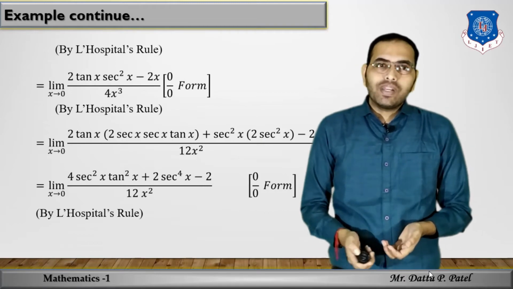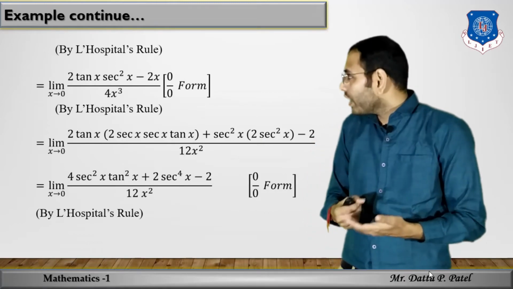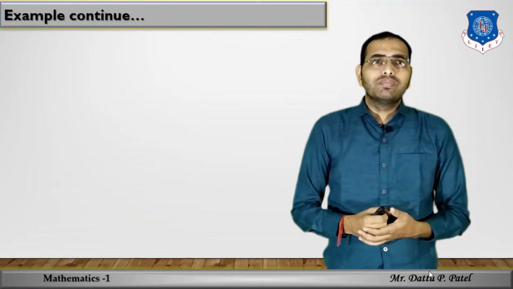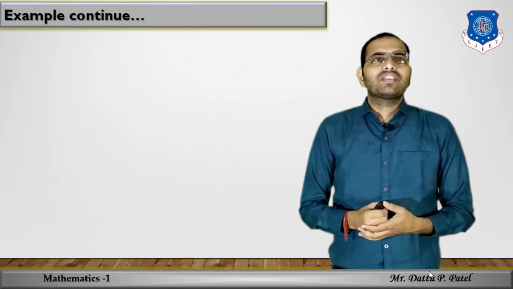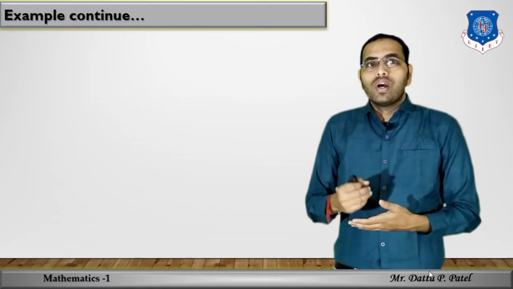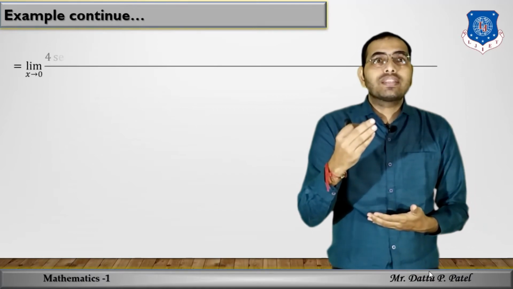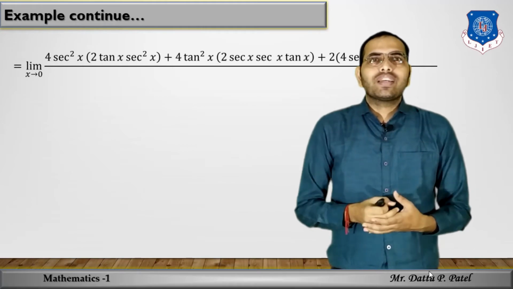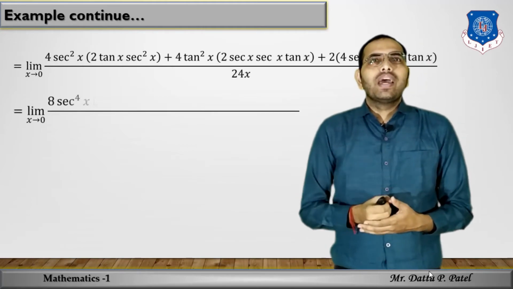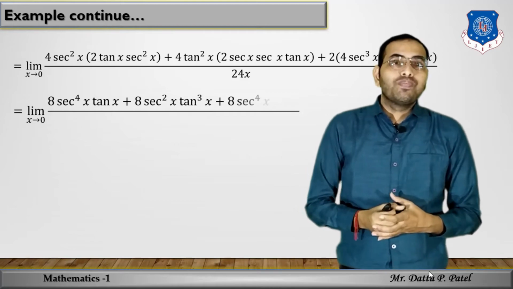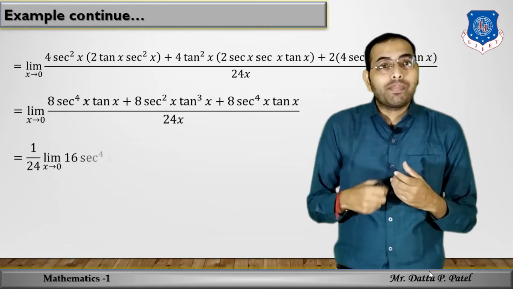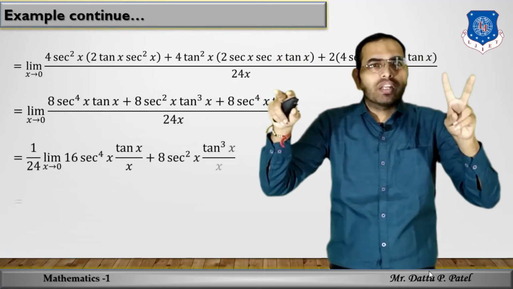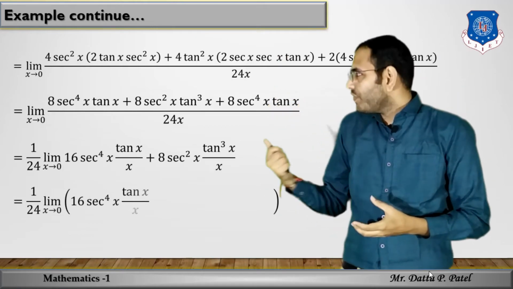Then applying L'Hopital's rule, again simplifying that term, it becomes the limit as x tends to 0 of 16 sec raised to 4x into tan x plus 8 sec square x into tan cube x, divided by 24x. Now we have to separate the limits in both the terms, and then simplify that term.